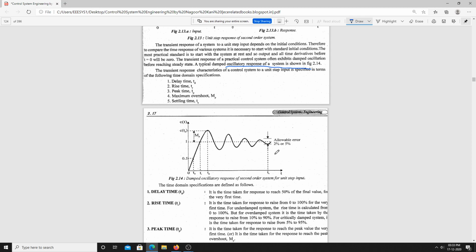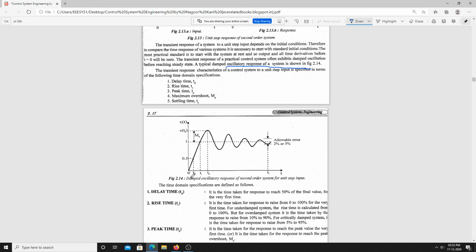Is it clear? The allowable error, I mean the tolerable oscillations that we can allow, is 2% to 5%. Is it clear? So this we are calling a steady state error. Now first of all, particularly the response.